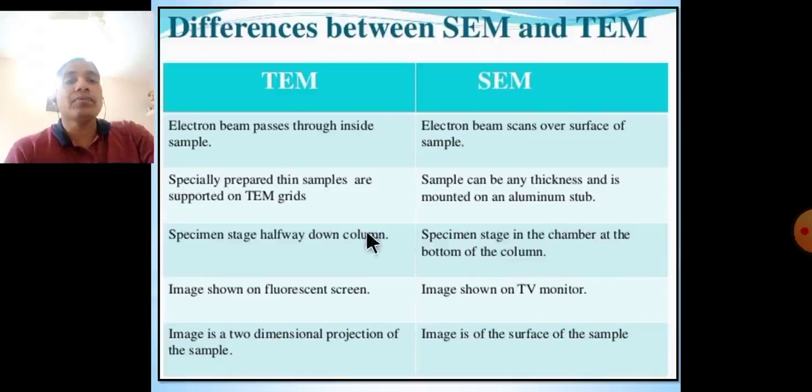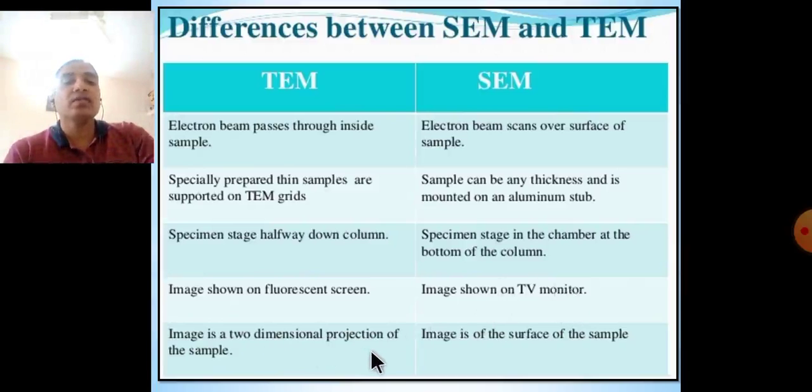Next, in TEM the specimen stage is halfway down the column, but in SEM the specimen stage is in the chamber at the bottom of the column. The previous two slides show the block diagram. In SEM, the specimen space is at the bottom of the diagram, and in TEM, after the first condenser lens, the sample holder is there. In TEM the image is shown on the fluorescent screen, but in SEM the image is shown on a TV monitor.